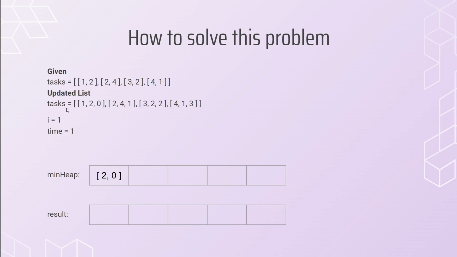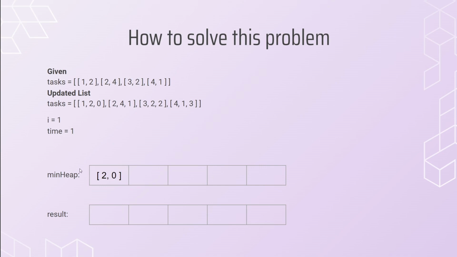Since we don't do that, we just move on, and then we check if something is inside of min heap. In our case, we do have something inside of min heap. So we pop the first value inside of min heap, and the first index of that value is the processing time. So we add to time the processing time, and inside of result, we append the index.